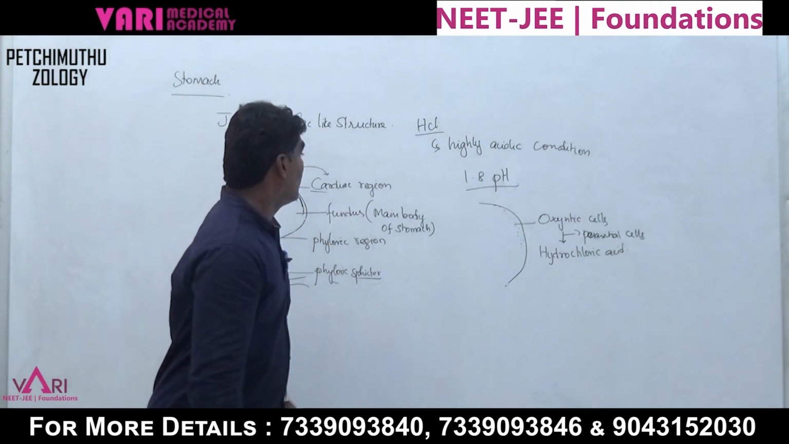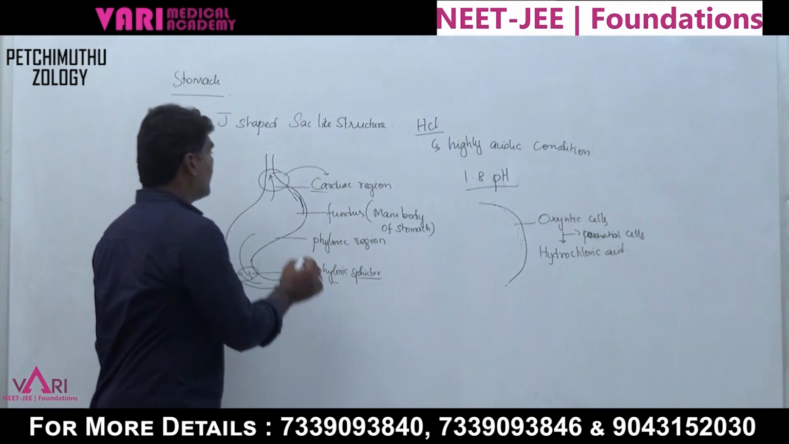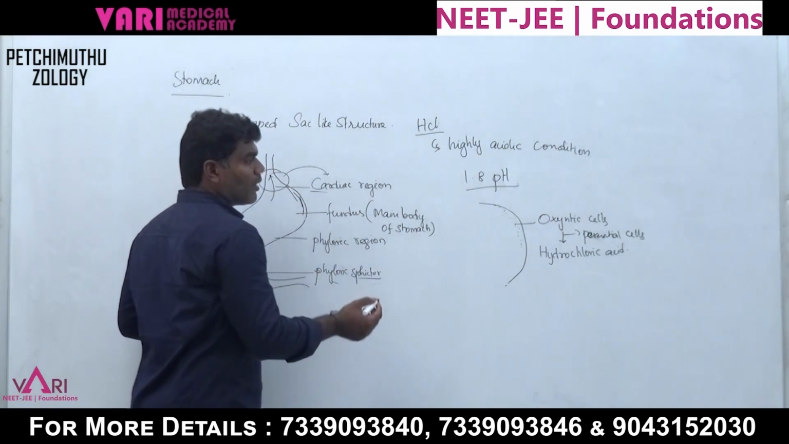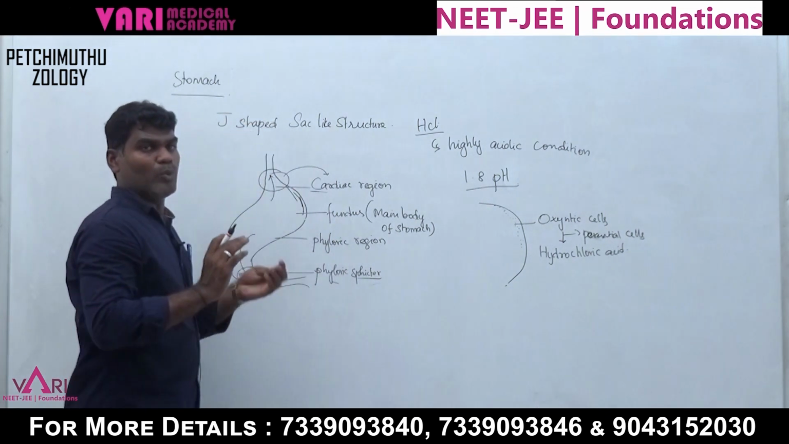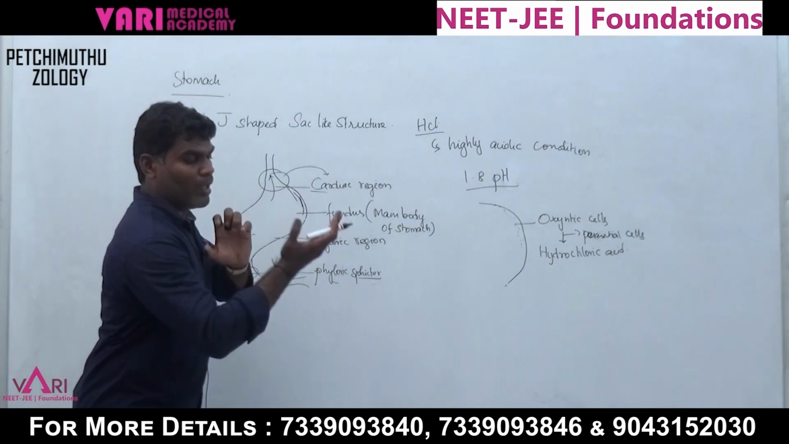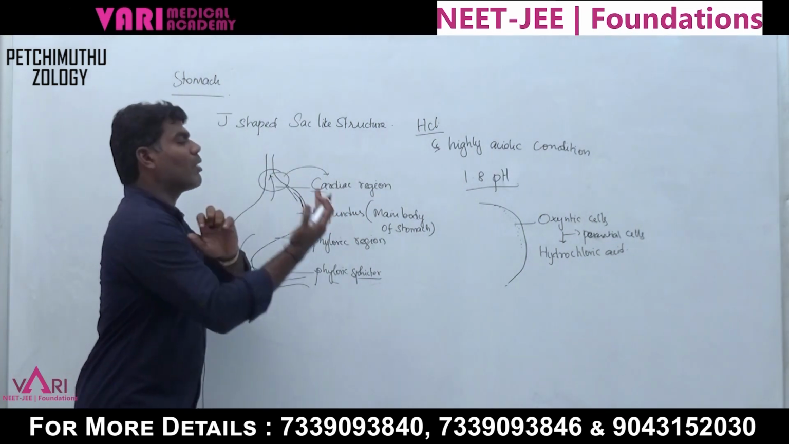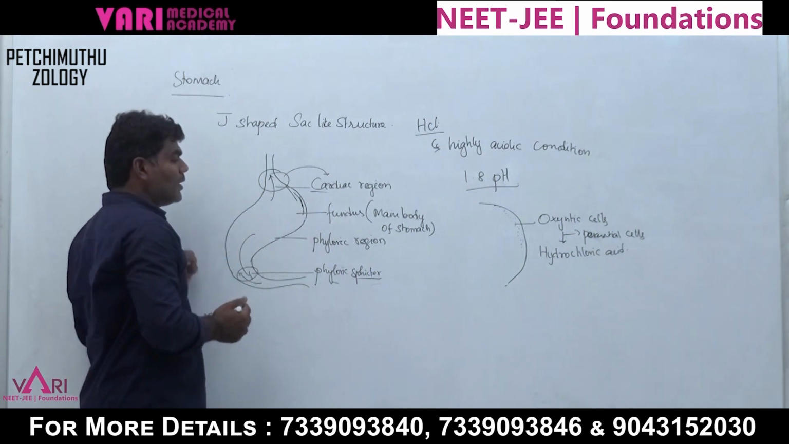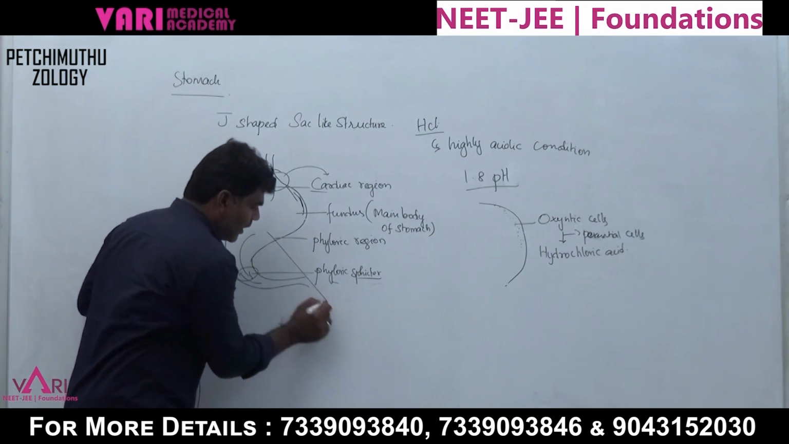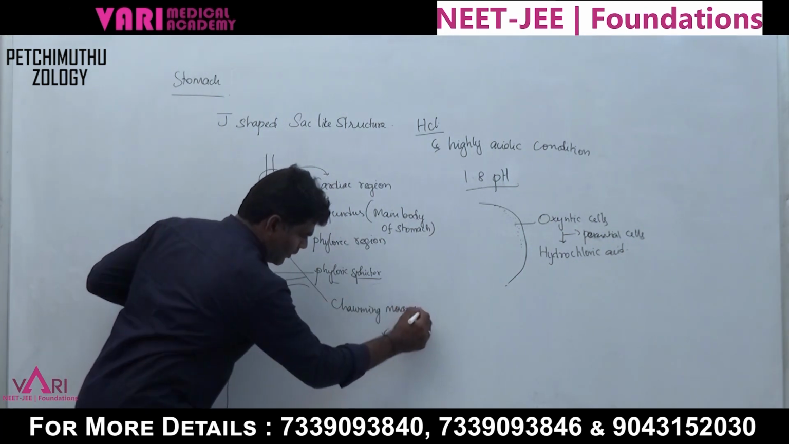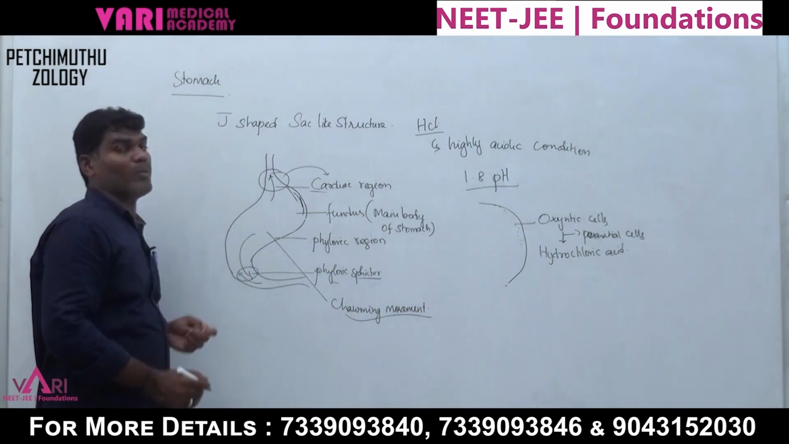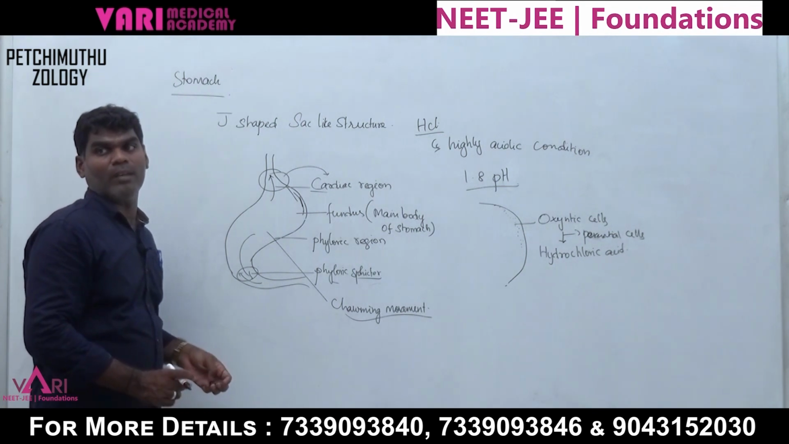In the stomach, the digestion starts, mixed with the swallowed food. Here there is a churning movement of the food material, a clockwise and anti-clockwise movement of the food molecules, caused by the muscular nature of the stomach. These are the anatomy of the stomach. Okay, thank you.